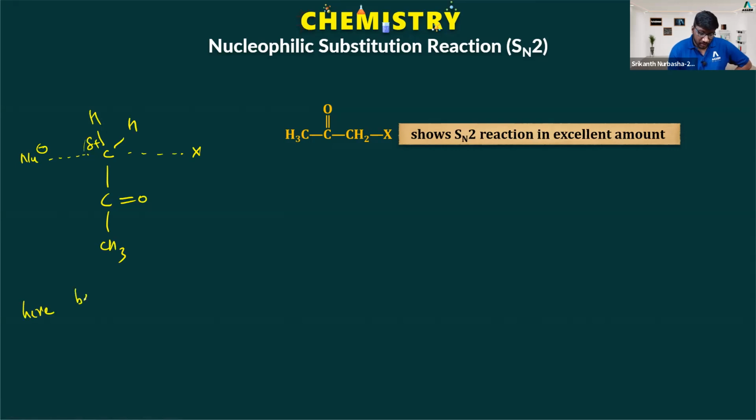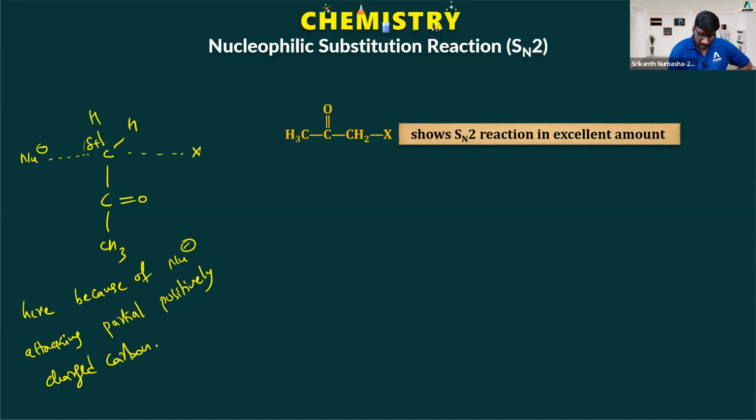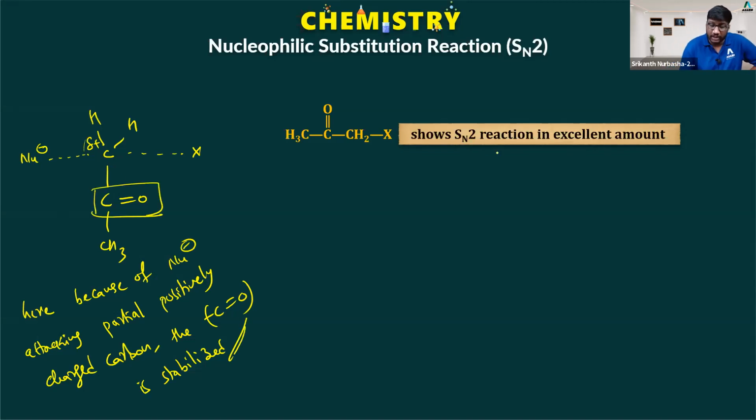Because the nucleophile attacks the partially positively charged carbon, the C=O group is stabilized. The C=O is a stronger bond when compared to C=C. So here C=O is stabilized, and because of that, it will have an excellent rate.